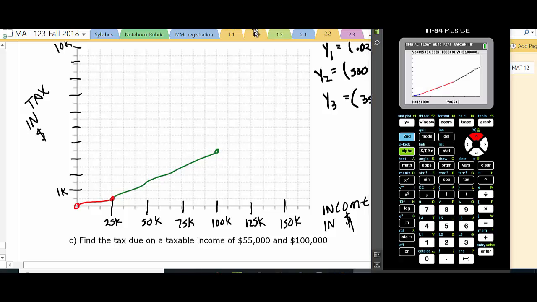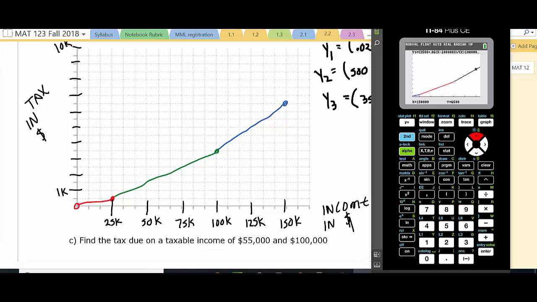There's a good point right there. I've got 150,000 and I'm about 6,500. So that's 3, 4, 5, 6. Just kind of estimate where that is. Okay. So anyway, that would be kind of how your piecewise function goes.